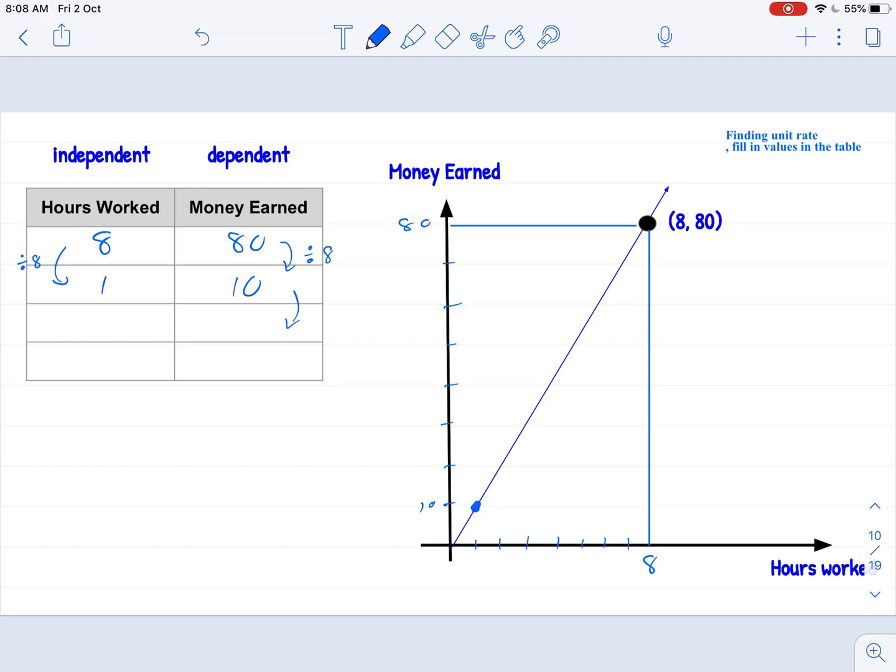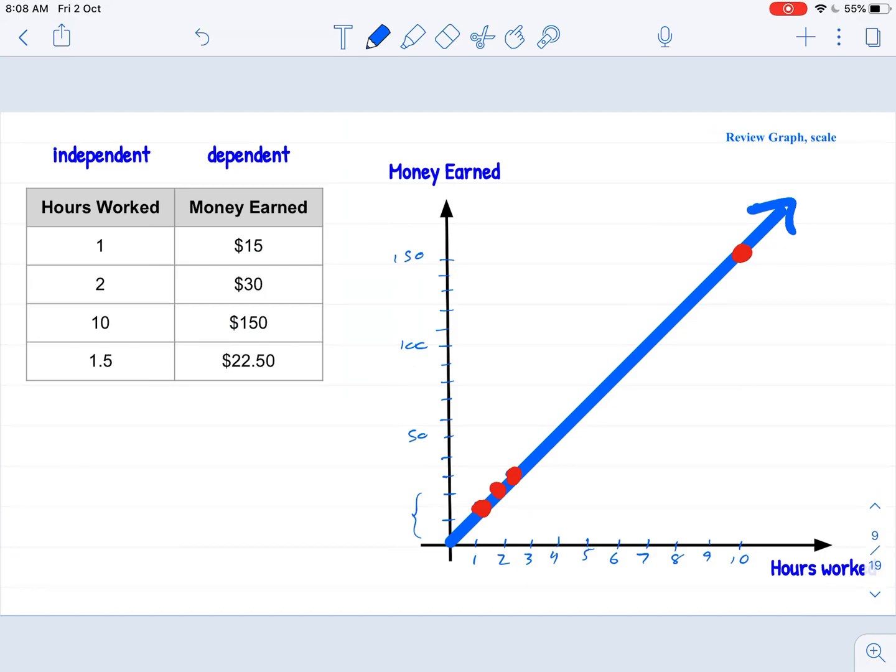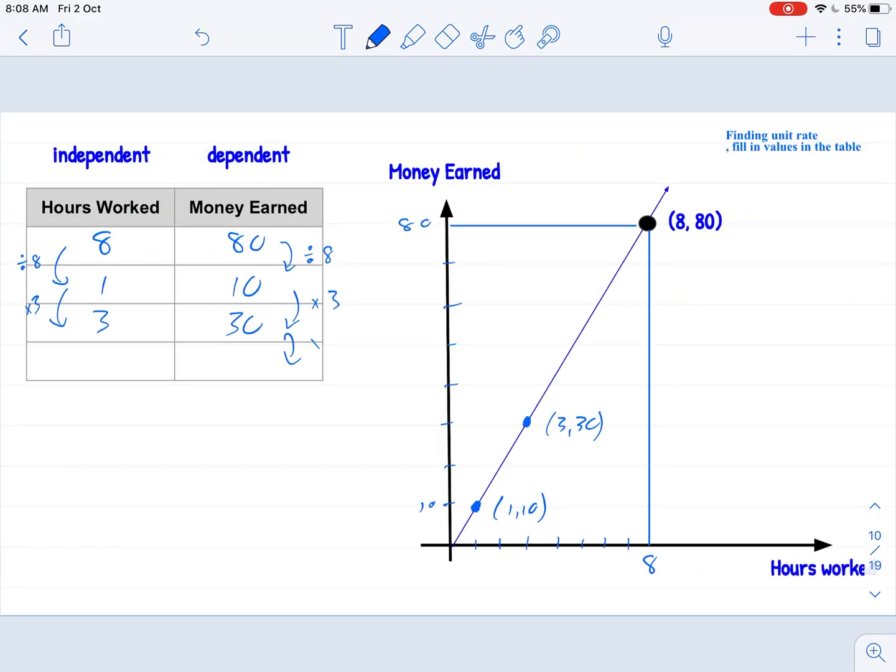I could multiply it by, I don't know, 3. Do that on both sides. That's going to give me 3, 30. So on my graph, that's going to be like right there. It's probably a good idea for me to label my points. 1, 10, 3, 30. And then the last one, let's go ahead and double the 3, 30. So double that, times 2, times 2. Gives me 6 and 60. So that's going to be 3, 4, 5, 6, 60. It's going to be right there.